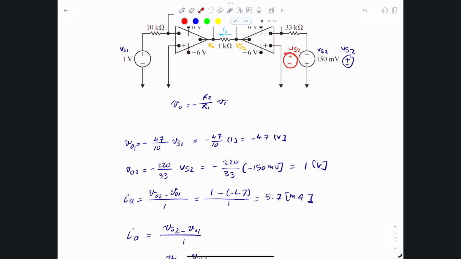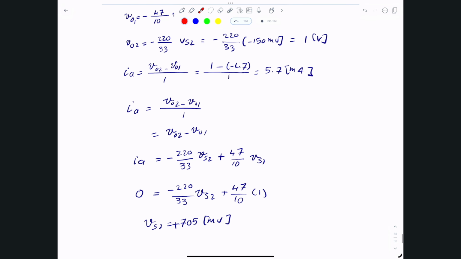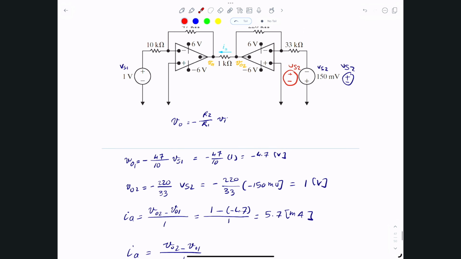So that means you have to connect VS2 this way, with the positive on the top and the negative at the bottom. If you put it at exactly 705 millivolts, you'll get the IA to be 0.